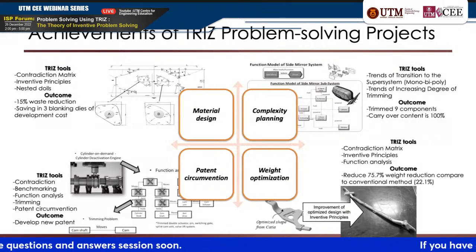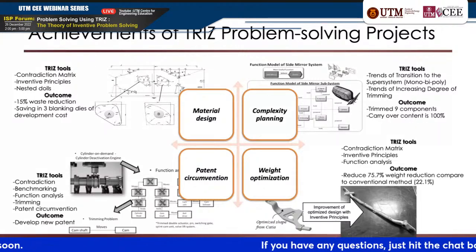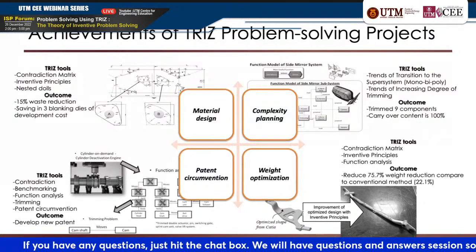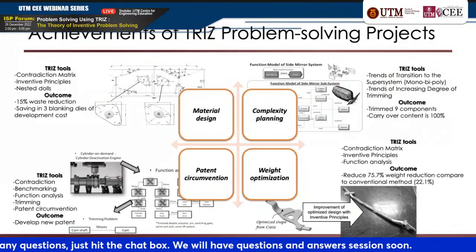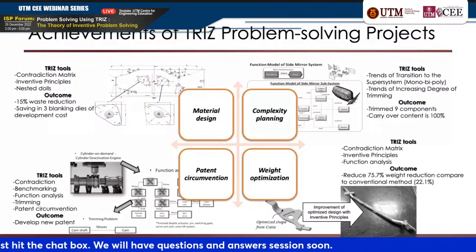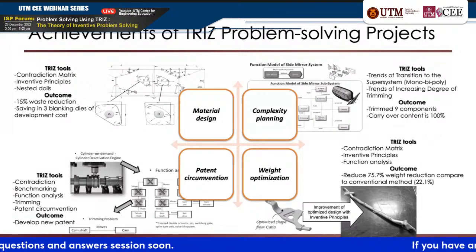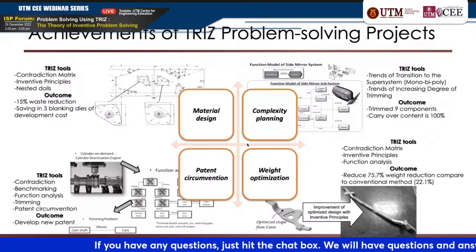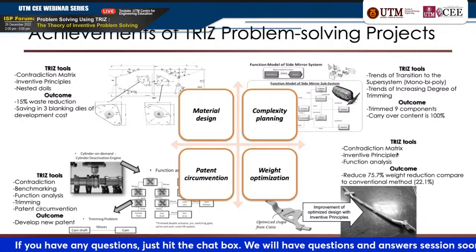And from there also, we have developed new technology from other people's patterns, and we were able to reduce the weight of the car. We tried to reduce variation of the product and so on and so forth. Eventually, I completed my PhD using this kind of tool.